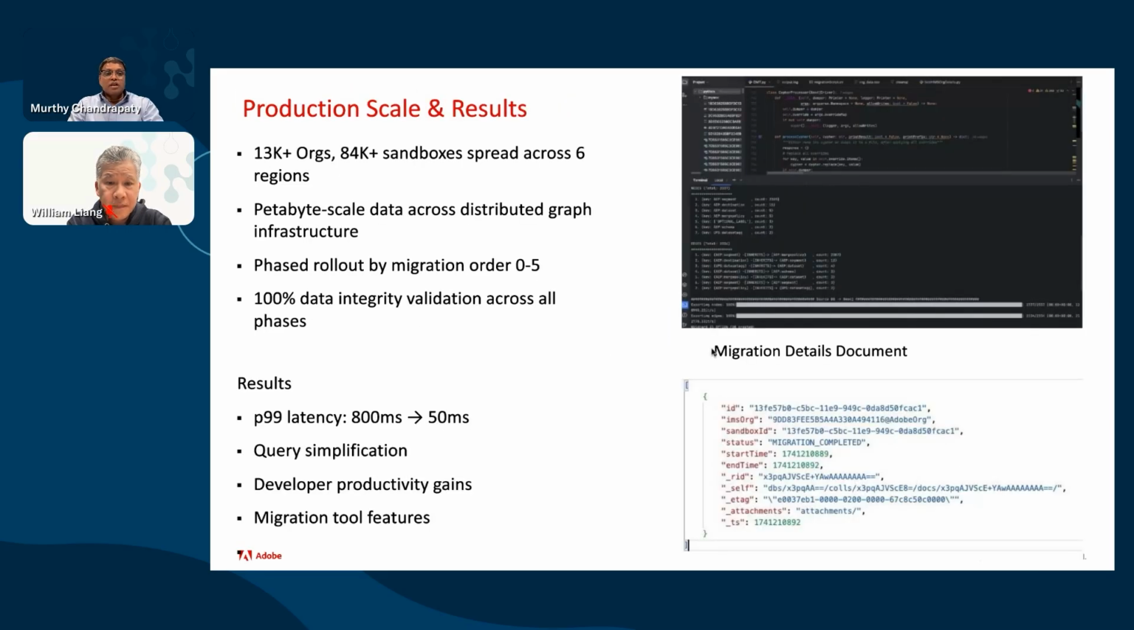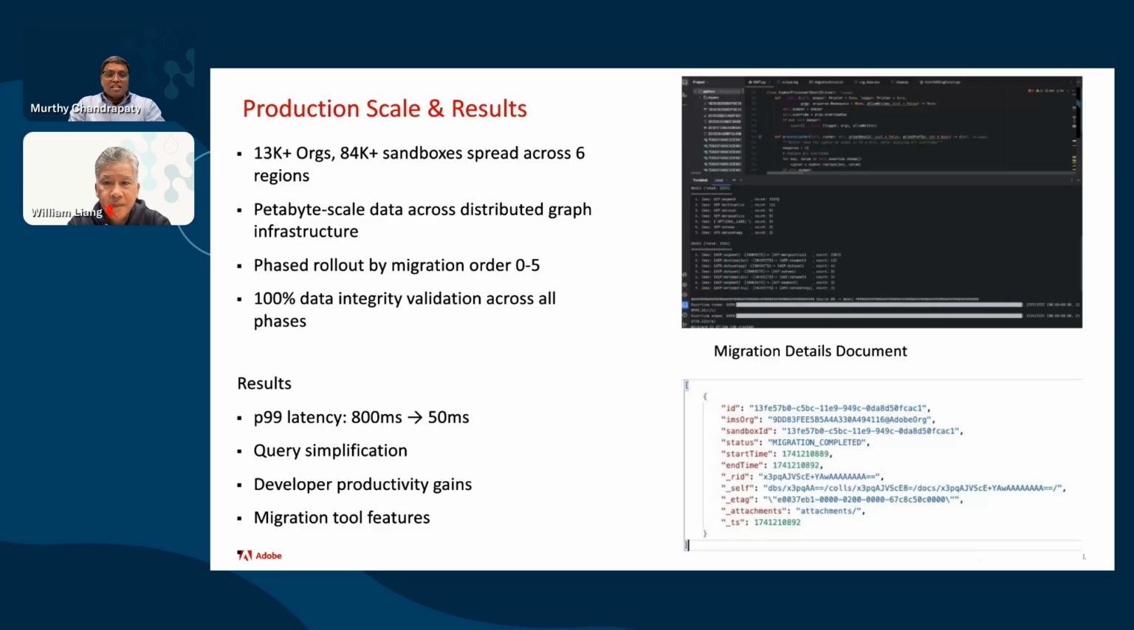The scale we were talking about is 13,000 plus orgs or customers and 84,000 plus sandboxes, expecting millisecond policy evaluations at a petabyte scale. This architecture helped us do a migration without any downtime. Once we cut over to Neo4j, we saw the latency drop from 800 milliseconds to 50 milliseconds on average.